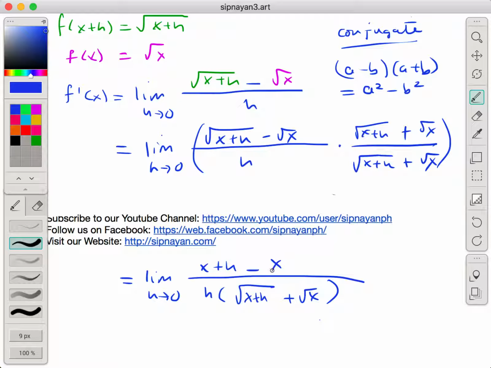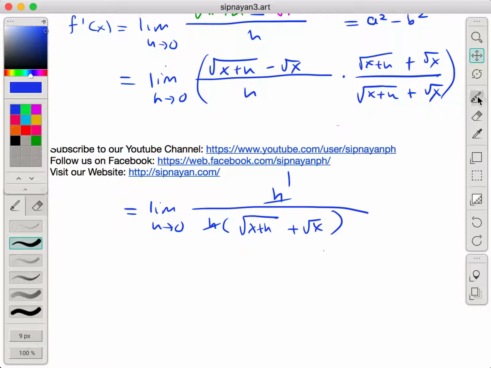And then x minus x, pwede na natin ito tanggalin. 0 naman yan. So matitira na lang sa taas is h. Okay? And may h ka sa baba, may h ka sa taas. You can cancel, no? So this is 1. Dividing both the numerator and the denominator by h. H divided by h is 1. So pag 1 yan times this expression, ito na lang matitira, no?